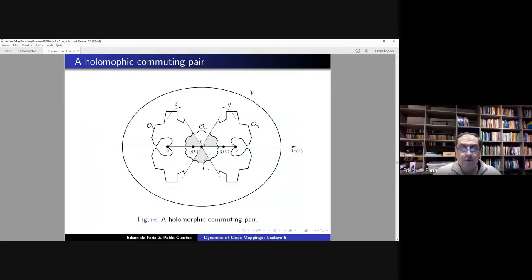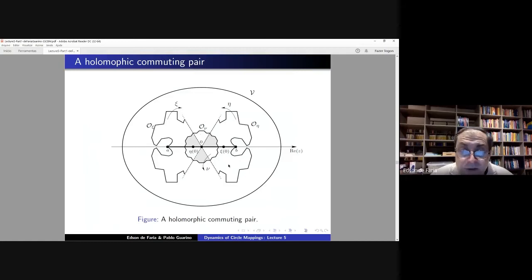Now, for nu, the situation is a little bit different because these domains, the shaded domains, are the ones which are mapped to the upper part of V, whereas the unshaded ones inside the domain of nu are mapped to the lower part, okay? Anyway, it takes a while for someone to actually get acquainted with this object, but the point is that this object is the analog of a quadratic-like map for circle maps, okay?